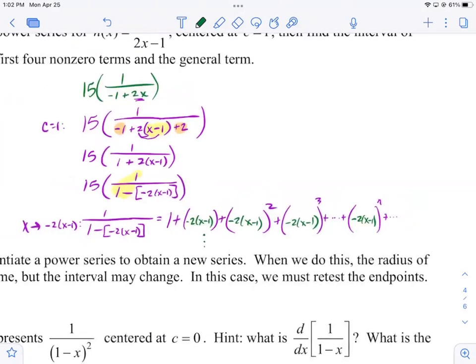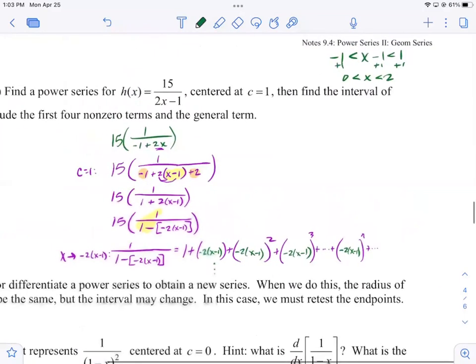You think you could finish it from there? Okay, I'm not going to finish it from there, but you get the idea. This one looks like it's also going to be another alternating series. But let's move on to the last part. Find the interval of convergence.